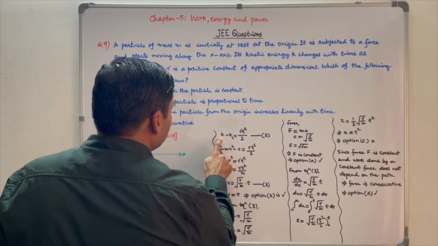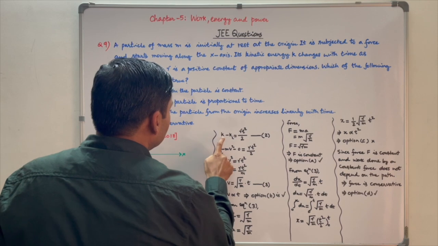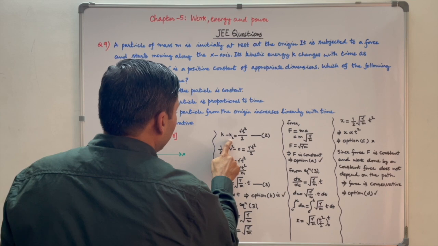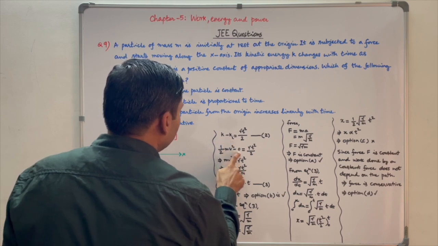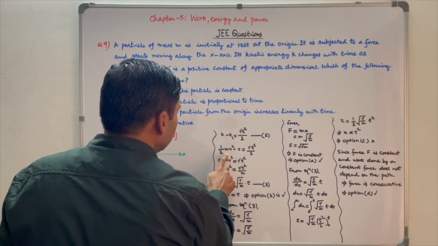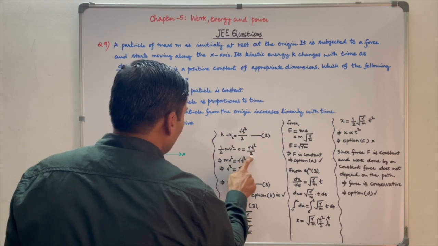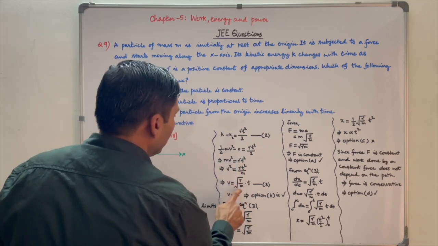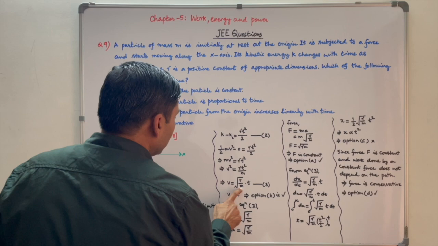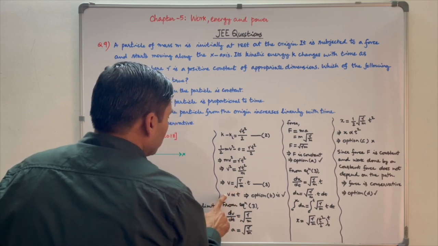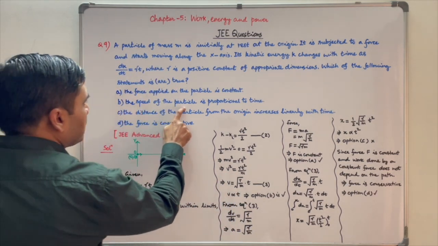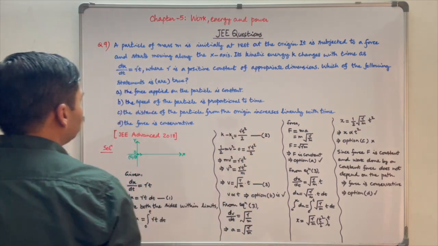K is kinetic energy of the particle at some time t. So it is half mv squared. Ki is kinetic energy of the particle at t equal to 0, and that is 0 because the particle is at rest at t equal to 0. So this gives half mv squared is equal to gamma t squared upon 2, or v is equal to under root of gamma upon m into t. Gamma is given as some positive constant and m is also constant. So v is proportional to t from here. Statement B, which says the speed of the particle is proportional to time, is correct.